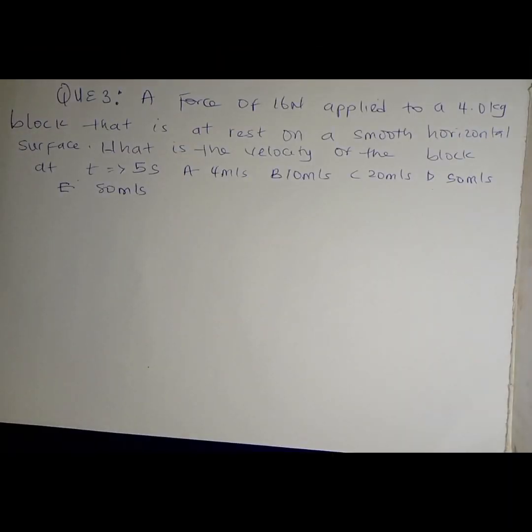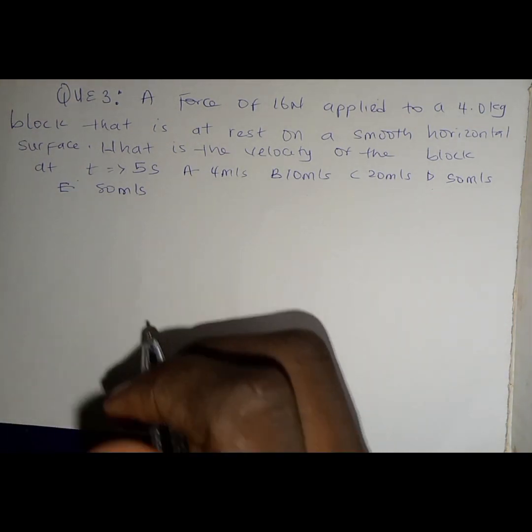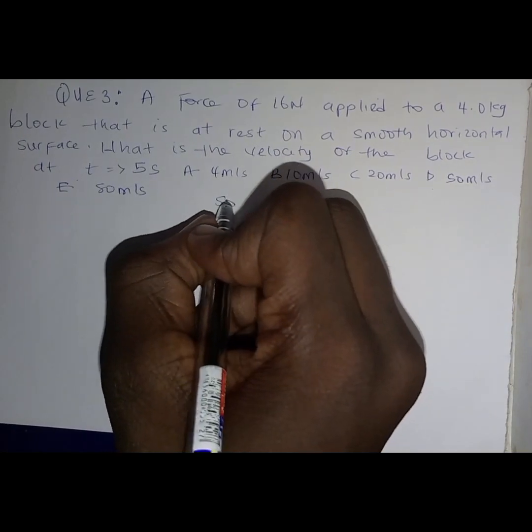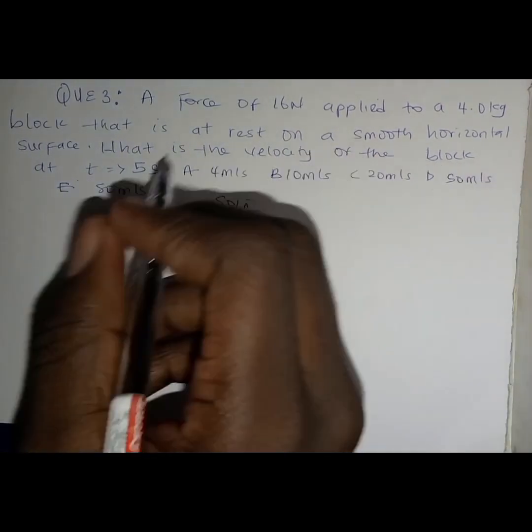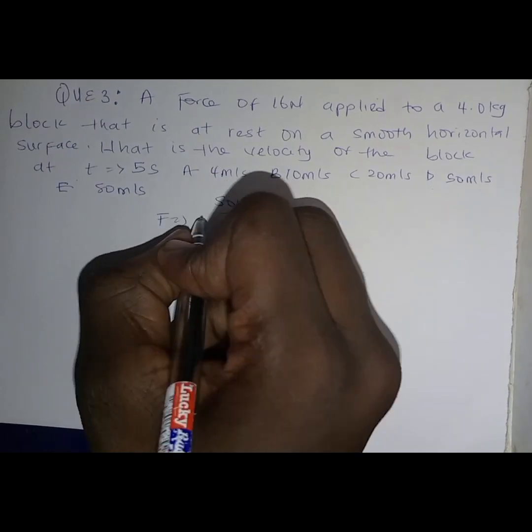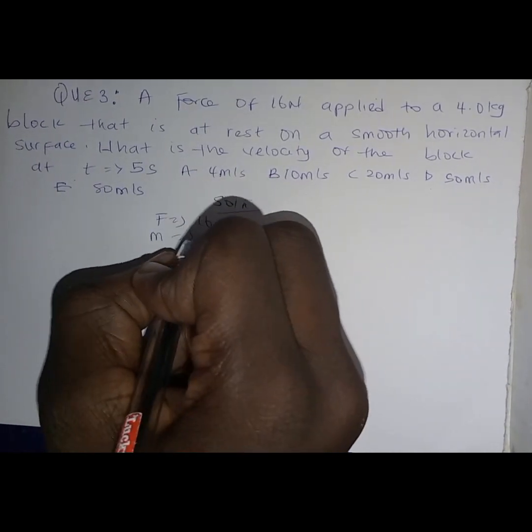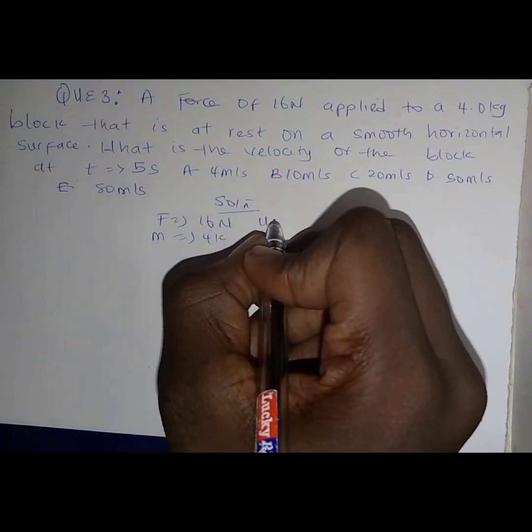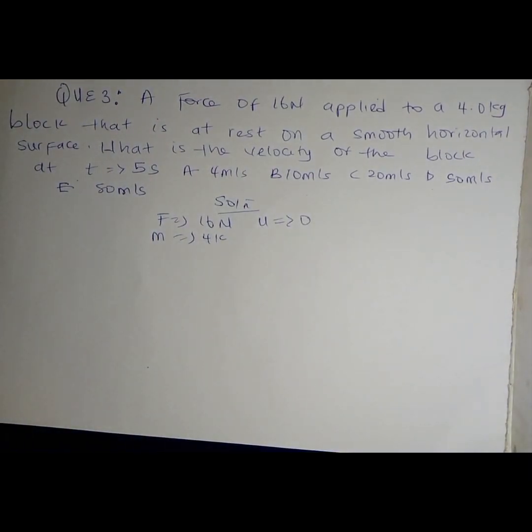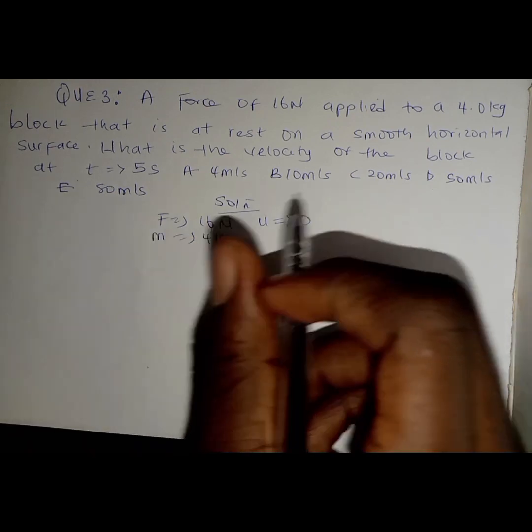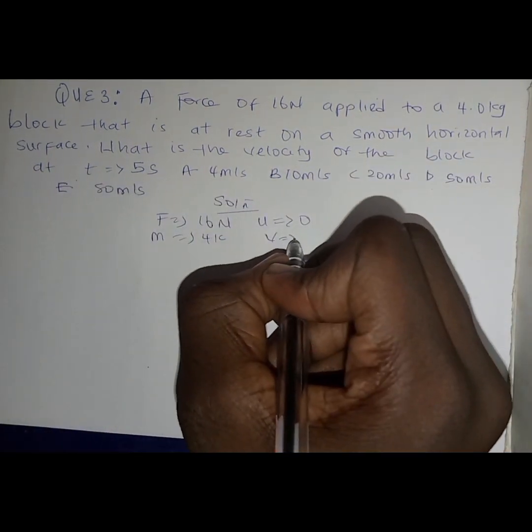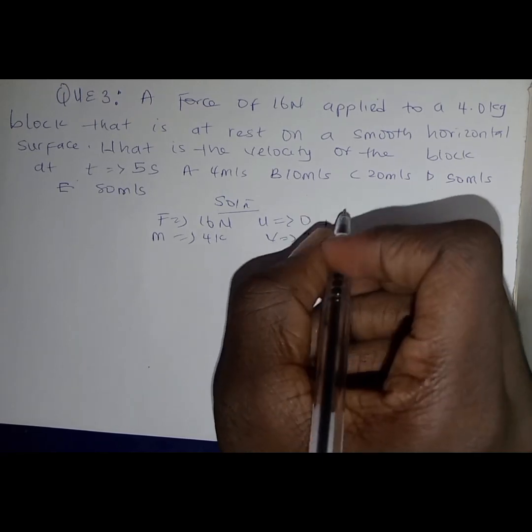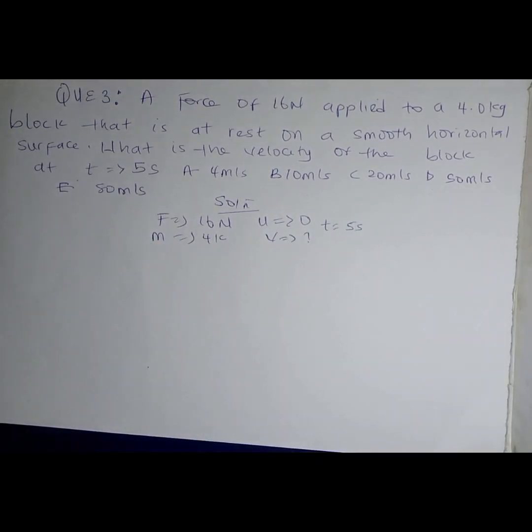So now this case 3 study of calculations under Newtonian of force and then momentum. A force of 16 Newton applied to a 4 kg block. I told you the first thing to do is to write out your parameters. So F is 16 Newton, the mass is 4 kg, and the block, when an object is at rest, it means the initial velocity is 0. So on the smooth surface, what is the velocity? And we ask for velocity, and then the time is 5 seconds.